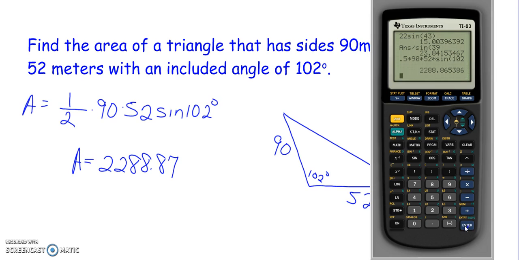We'll be talking about the ambiguous case in class, and hopefully you come prepared knowing the law of sines. I'll see you tomorrow.